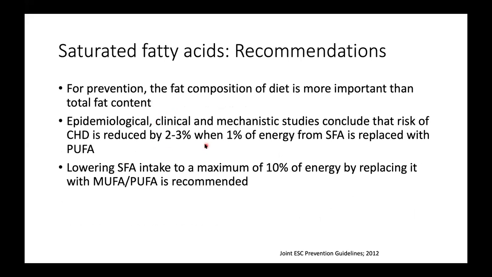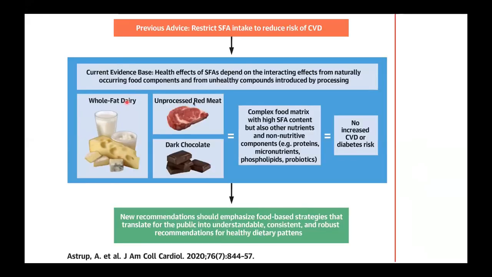But what we know from epidemiological, clinical, and mechanistic studies is this: if you replace saturated fat with PUFA, the polyunsaturated fat, a 1% change will lead to a 2 to 3% reduction in coronary heart disease. So the recommendation is that your intake of saturated fat should come from whole-fat dairy, unprocessed red meat, and dark chocolate. They do not increase cardiovascular disease or diabetes risk.